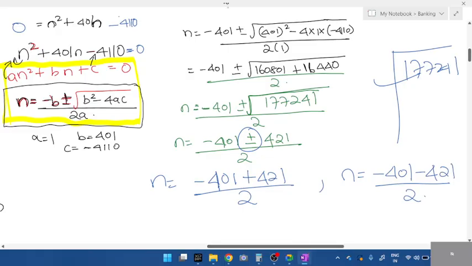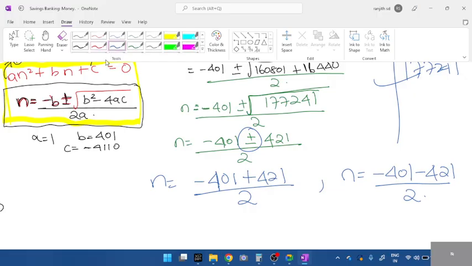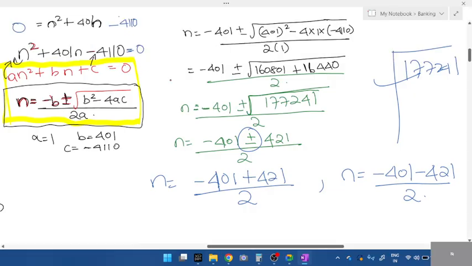Will the number of years be positive or negative? Will the time period be positive or negative? It's always positive, right? Which calculation will give you positive, the first one or the second one? What is minus into plus? Minus. What is 421 minus 401? The answer is 20, right?